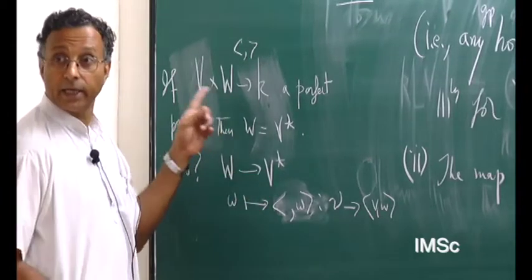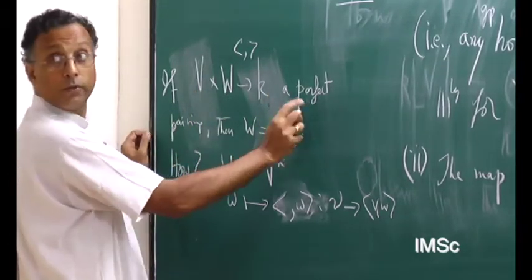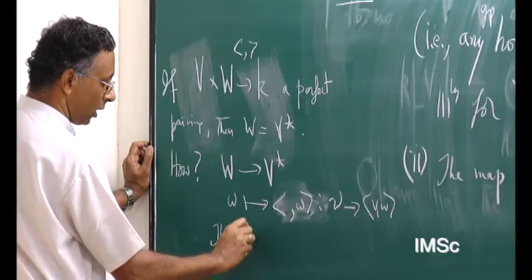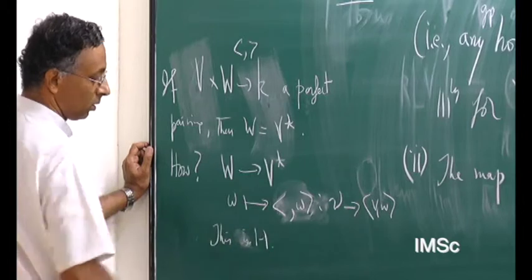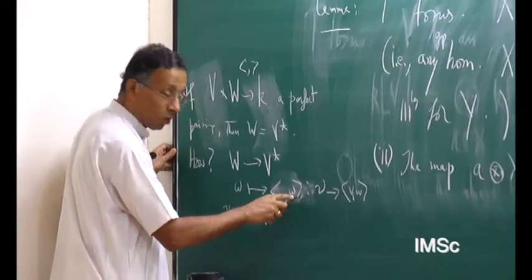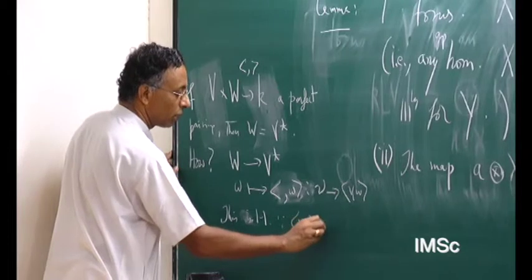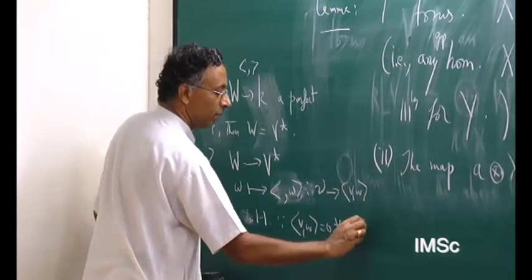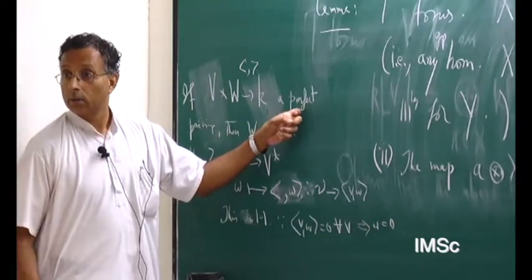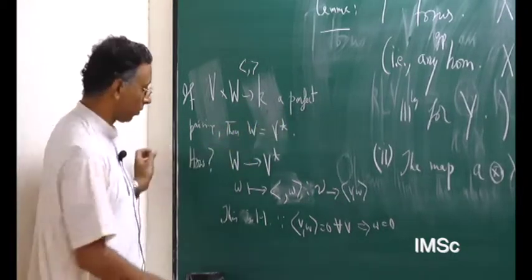Because this is a perfect pairing, which means that, so to give meaning to this, why is this 1 1? If this is 0, meaning VW equal to 0 for all V implies W equals 0. That's one of the things of being perfect, right? Okay, so this map is 1 1.